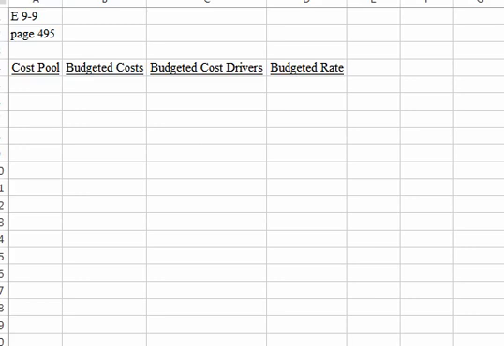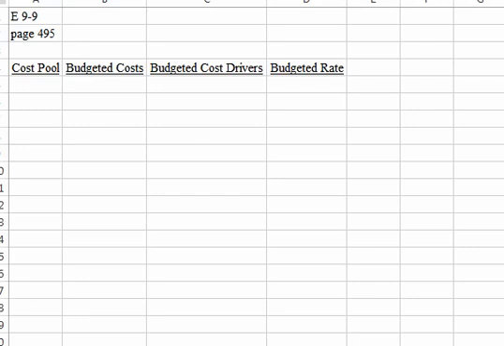Okay, you guys, we're now going to take a look at exercise 9-9 on page 495. Here they're calculating some overhead rates using activity-based costing. What activity-based costing really does is it tries to allocate overhead based on what's driving that overhead cost.